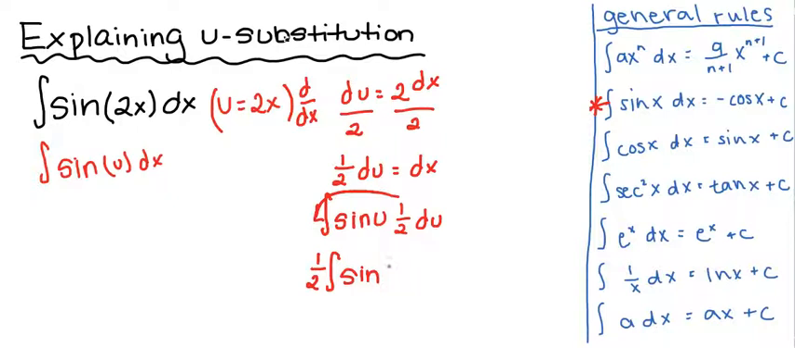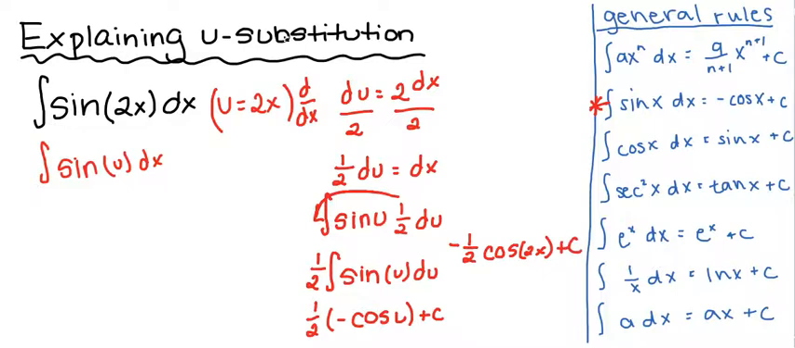u du. You will then take the integral like any other integral. You will end up with 1/2 times negative cosine of u plus c. You will then have to fill in the u. Your final answer will be negative 1/2 cosine of 2x plus c.